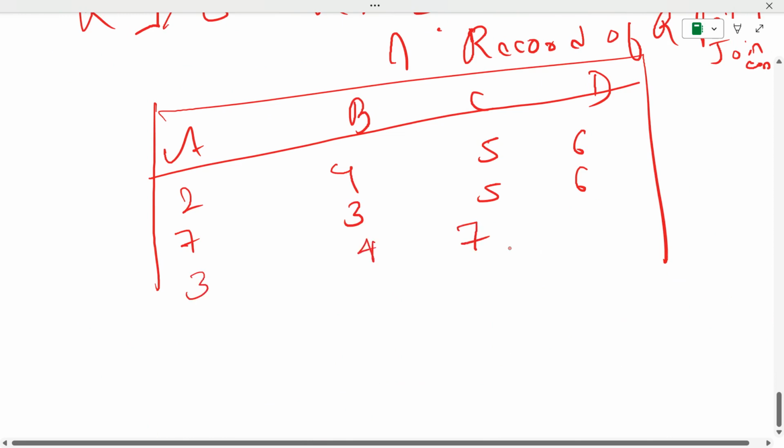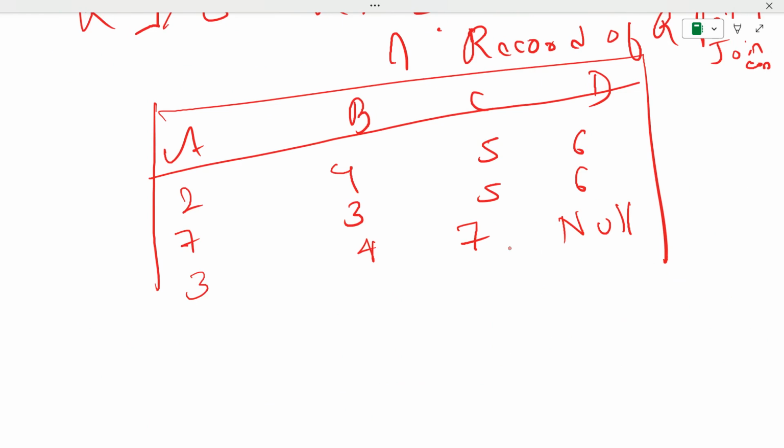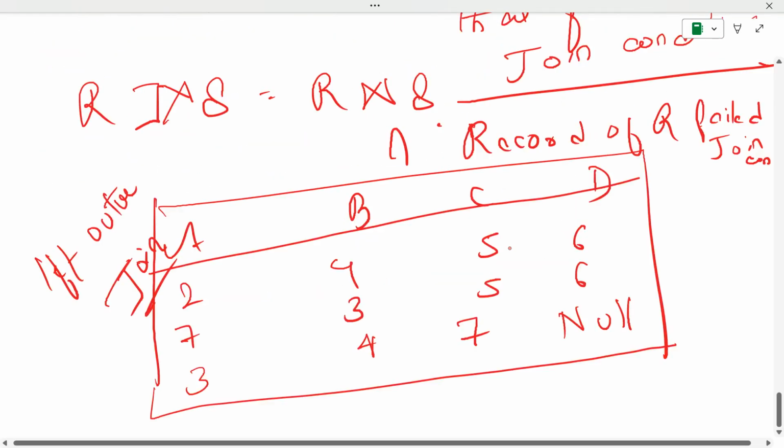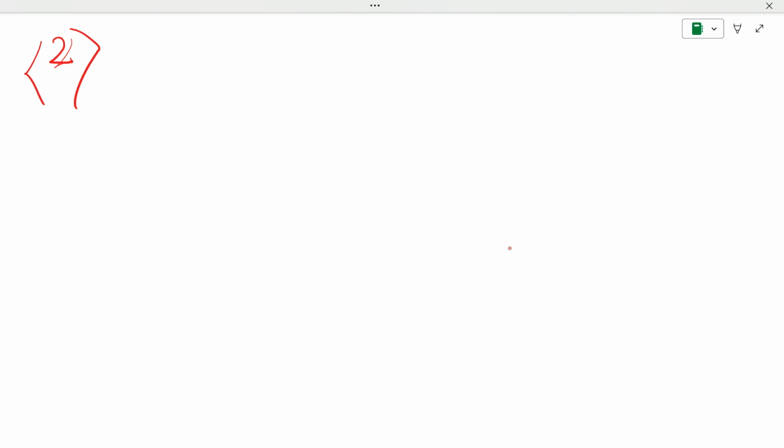347. Now we don't have D for that, so we can keep it as null. So this way it is a result of left outer join. Now you can understand what a right outer join means. It is very much clear from this part only. So second, let's talk about the right outer join.